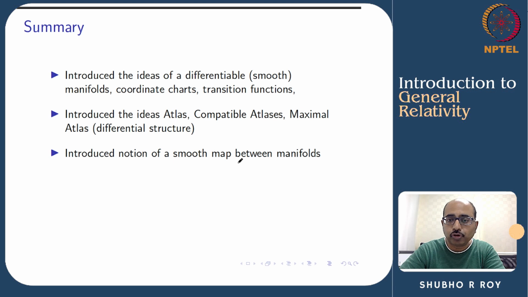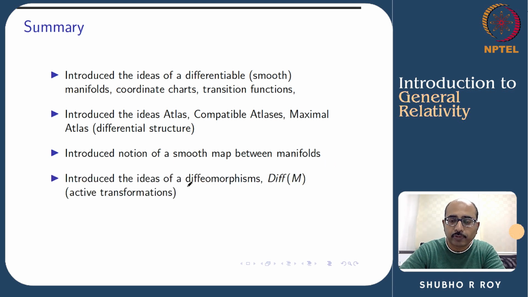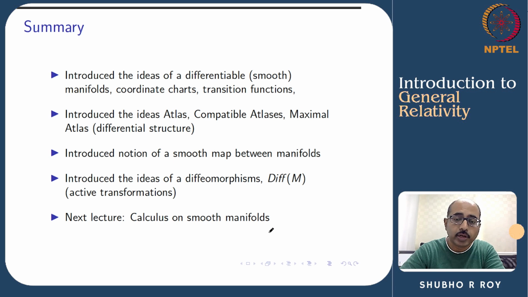We then introduced the notion of a smooth map between manifolds, and in particular, a very special category of smooth maps which are invertible, and the inverse is smooth, which are called diffeomorphisms. And finally, we discussed this group of diffeomorphisms of a manifold to itself. They form a group, and this is how you study the active transformation way of looking at general coordinate transformation in general relativity. All right. In the next lecture, we'll set up calculus on smooth manifolds, where we will learn elements of tensor calculus and manifolds. So thank you very much for your attention, and see you next time.